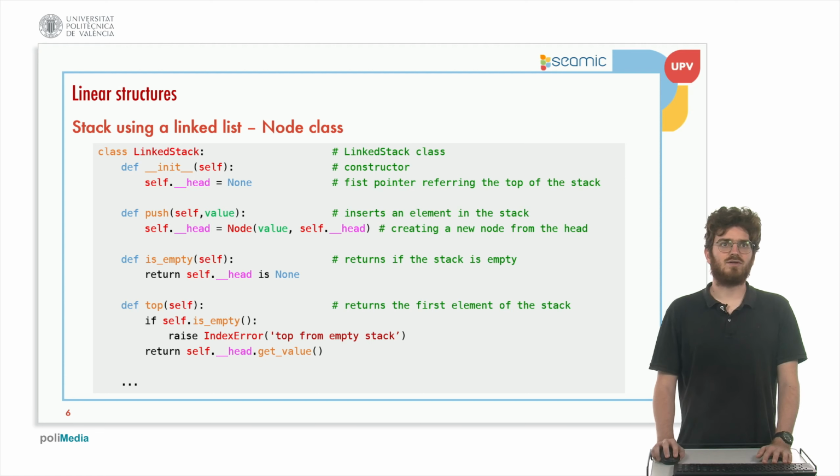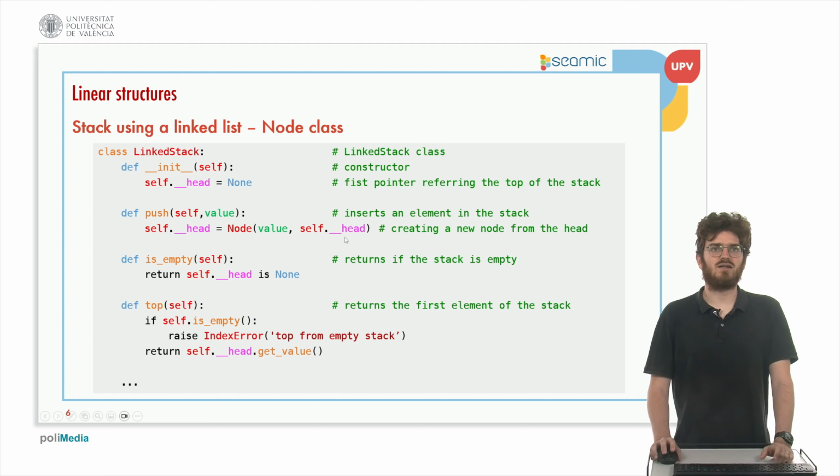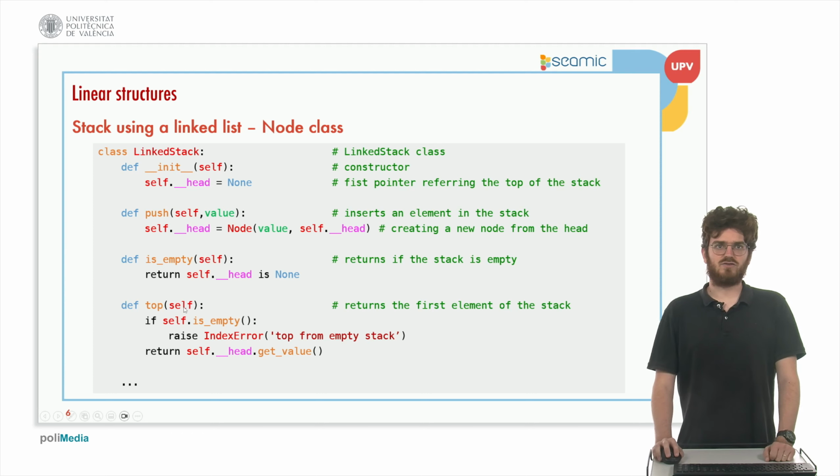If we want to push an element to the stack, we just need to create a new node with the value and the current head. Why? Because we are inserting elements at the beginning of the stack. So we're replacing the current first element by a new element and making this element point to the previous first element. Checking whether a stack is empty is very simple, just checking whether the head instance variable is none.